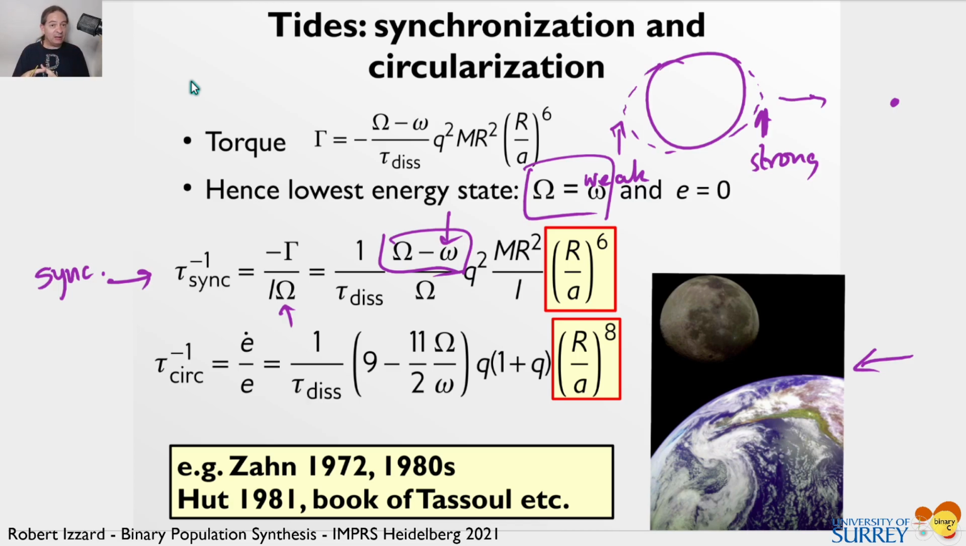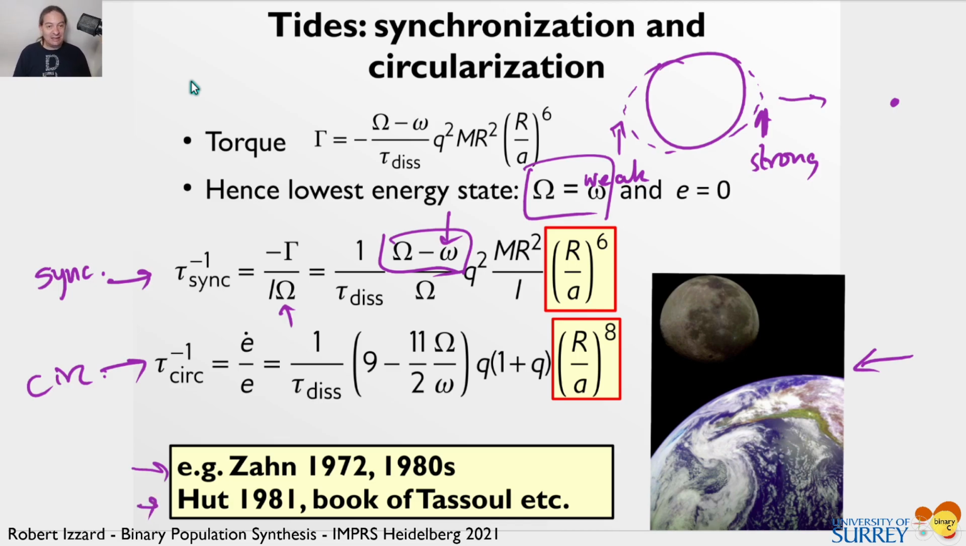You can do similar calculations for the eccentricity of the orbit. So eccentric orbits have higher energy. And so if you can dissipate that energy, and tides are a perfect way to do that, you can circularize the orbit. And so you end up with, if you go through a simple, I say simple, you read Zahn's papers from the 70s, good luck.